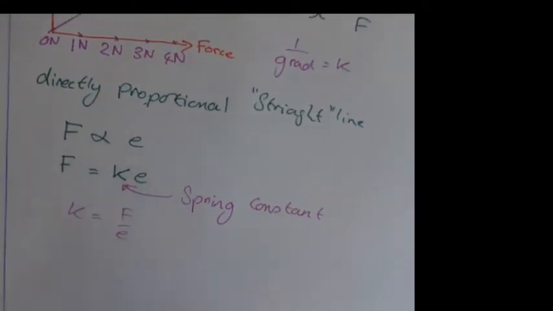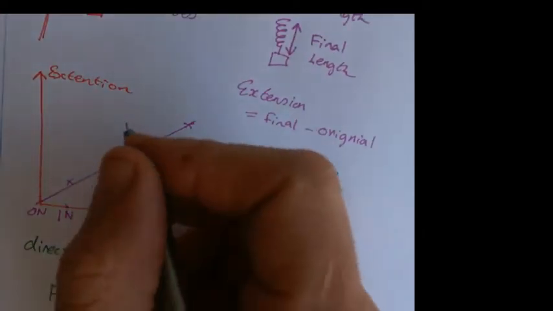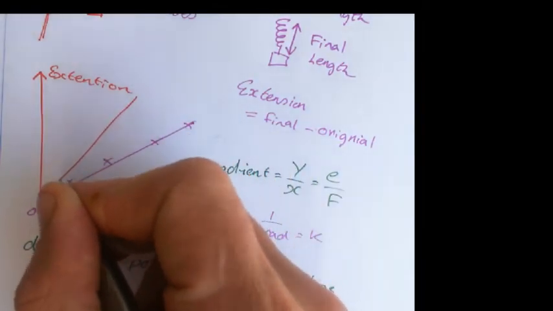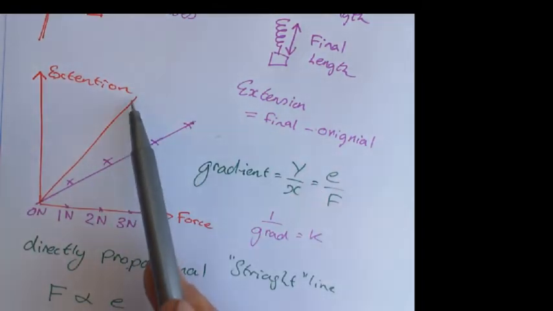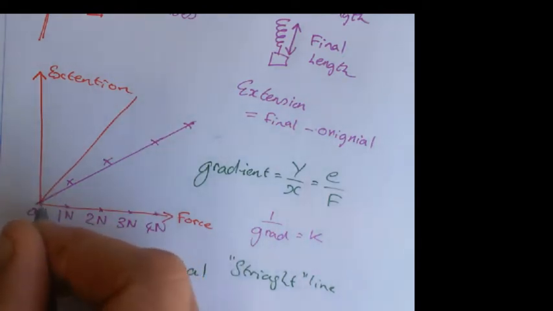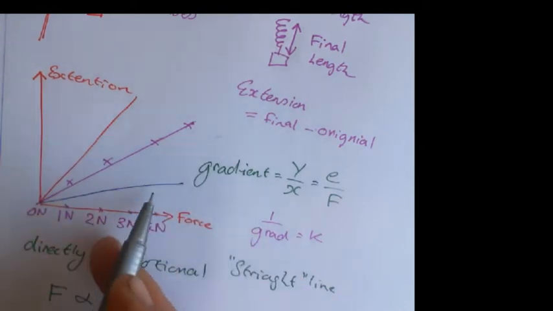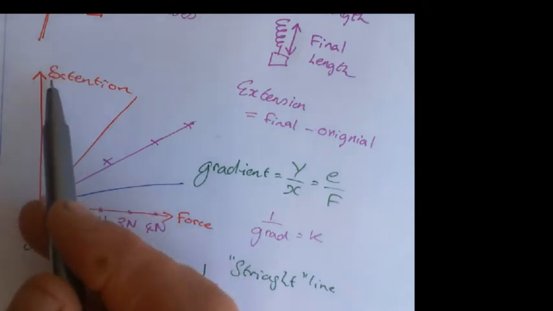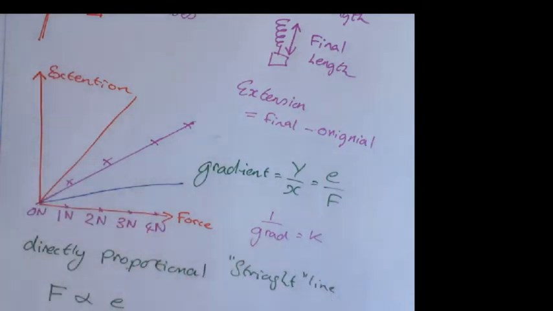So that gives you a spring constant. If you've got a graph like this, with the extension on this axis, and you had another one like this, you would say that one has a lower spring constant because it's got a steeper gradient, and this one has a higher spring constant because it's got a less steep gradient. Remember, that's because if you put extension on the y-axis, then it's 1 over the gradient.